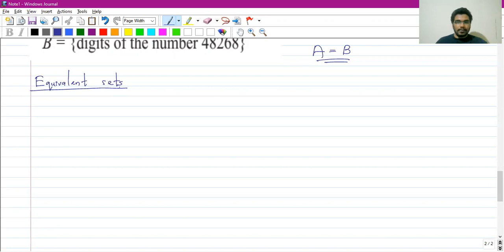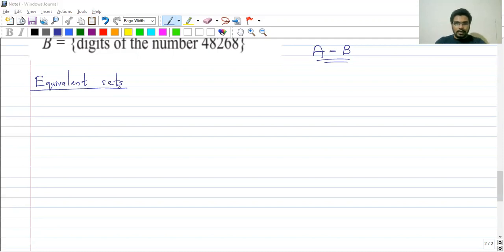So I will repeat it again. If there are two sets whose number of elements are the same, not the elements, but the number of elements are the same, we can say those are equivalent sets. So I think you can understand. So shall we take a small example?